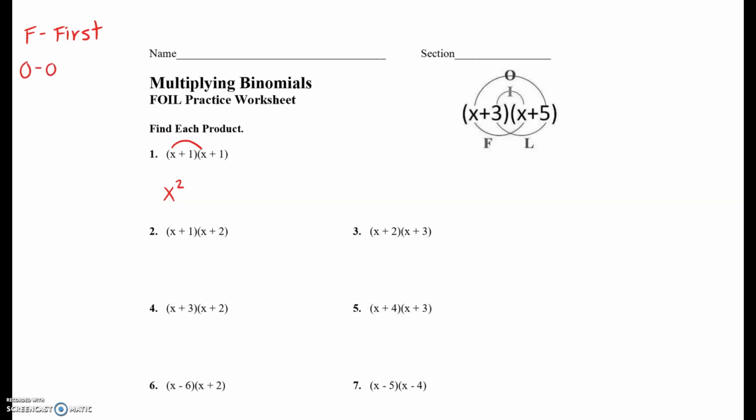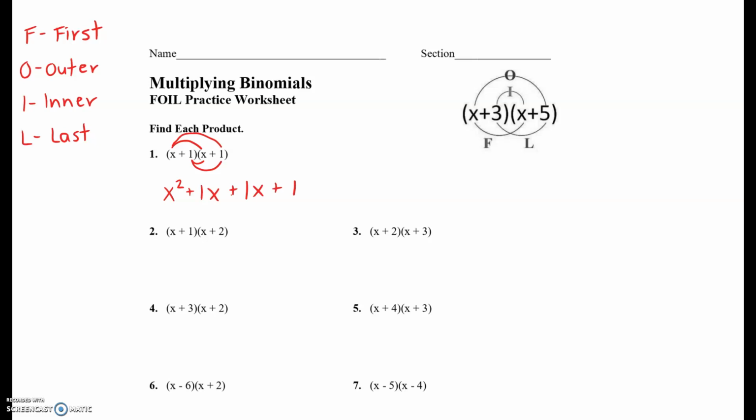O stands for outer. So in this case we will multiply the terms on the outside of each parenthesis. X times 1 is 1x. I stands for inner, which means we multiply the two numbers on the inside of the parenthesis. 1 times x would equal 1x. And then L stands for last, which means you multiply the last number in each parenthesis, in this case 1 times 1, which is 1.